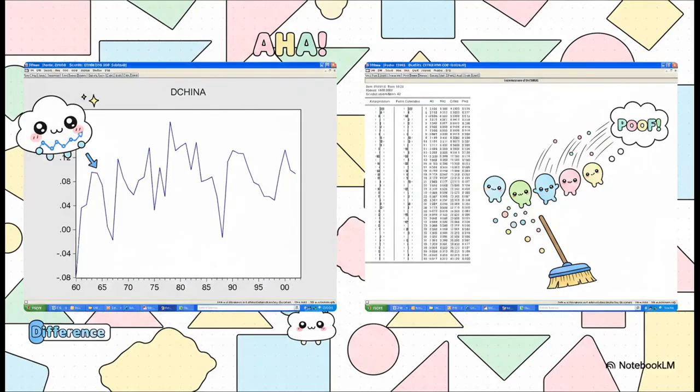And here it is, the aha moment. On the left, that's the differenced GDP data. The strong upward trend, it's gone. It now looks like a stable, stationary series. And the proof is right there on the right. Look at its new correlogram. The bars die out almost instantly. The long random memory has been totally erased. Our data is now clean, well-behaved, and ready for some reliable analysis.